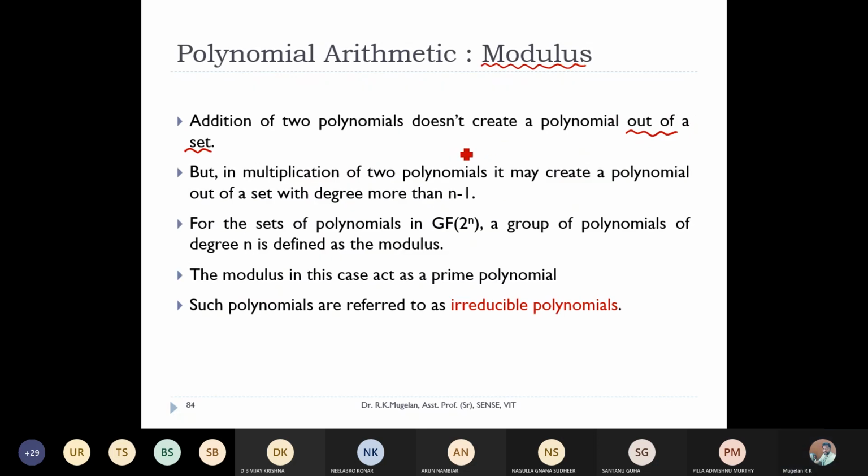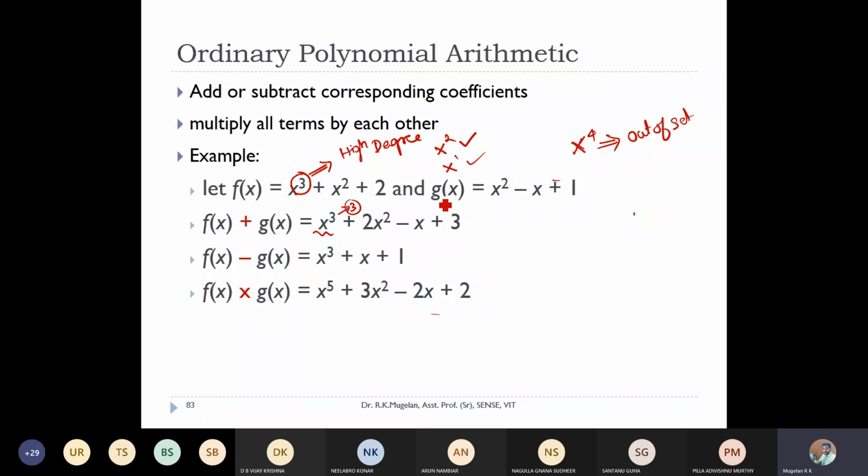So doing addition or subtraction of polynomials, we are not going to create any polynomial which is going to move out of the set. But this is not the case when you perform multiplication. Because if you multiply two polynomials, and here you have to listen carefully, there are possibilities in it. It may create a polynomial which may go out of the set, which will be a degree greater than n minus 1. You can see the same example here.